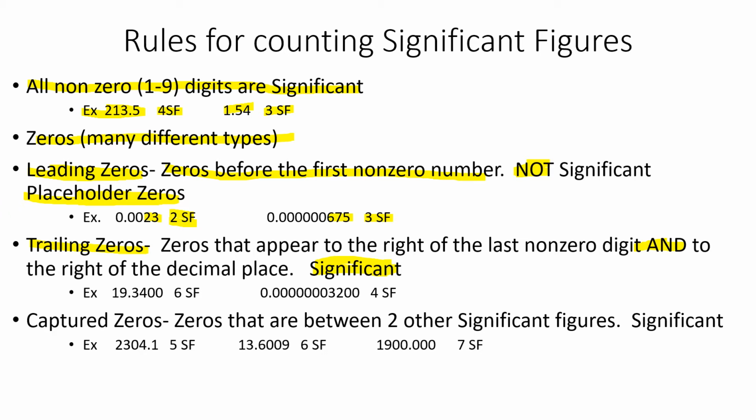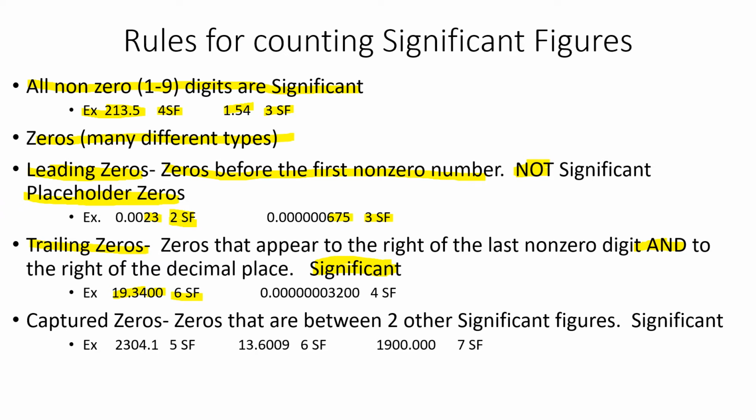The first, 19.3400. Well, we know the 1, the 9, the 3, and the 4 are definitely significant because they're non-zero. But we look at these zeros, these are trailing zeros. They're to the right of the last non-zero digit and to the right of the decimal place. Those are going to be significant as well, for 6 significant figures. Now, you may be looking at this and say, well, why do those zeros even matter? Because they don't change the numerical value of the number. Well, you'd be right, they don't.